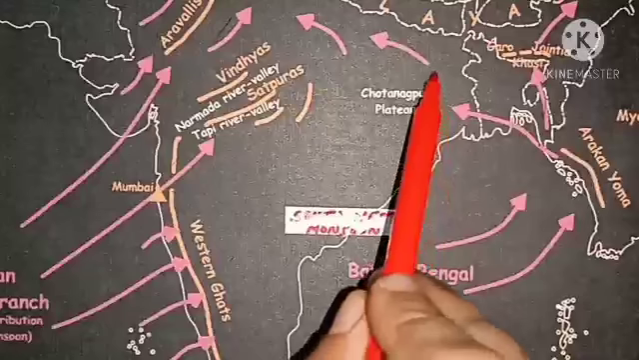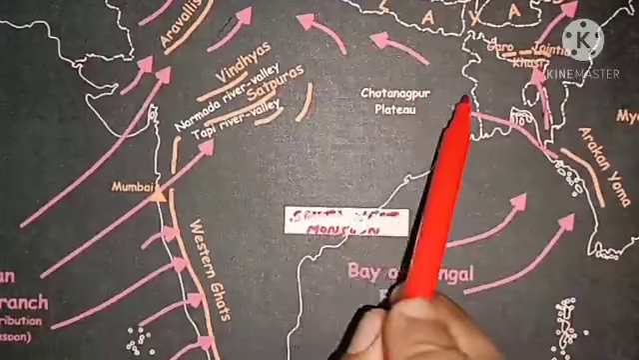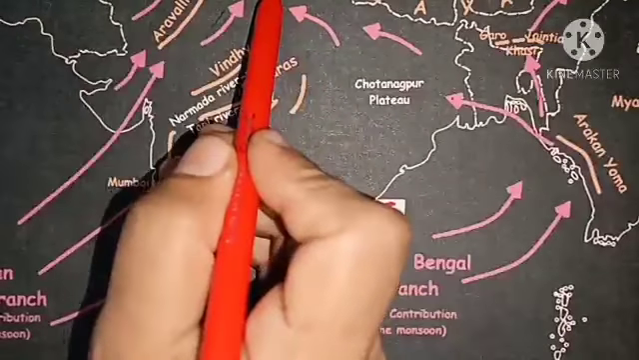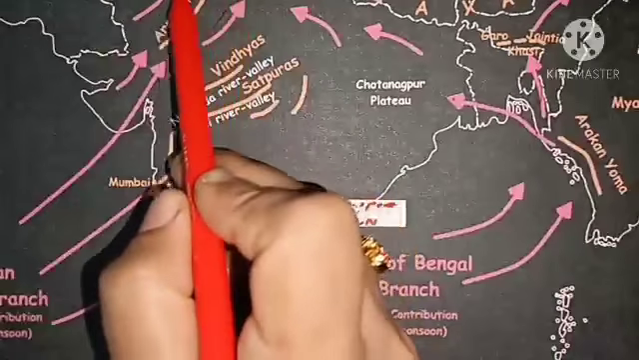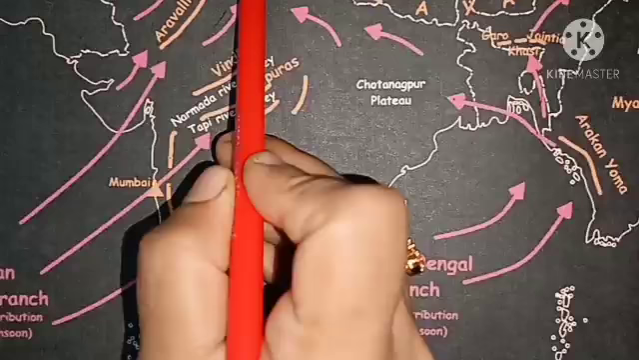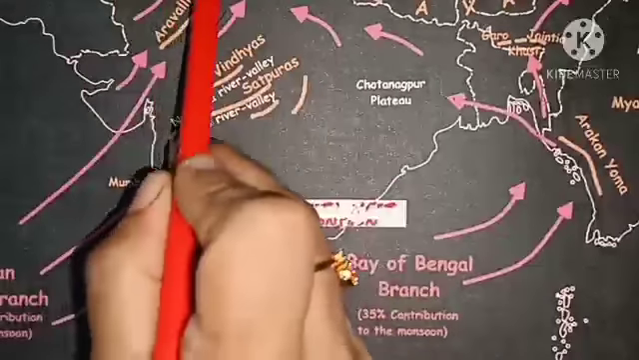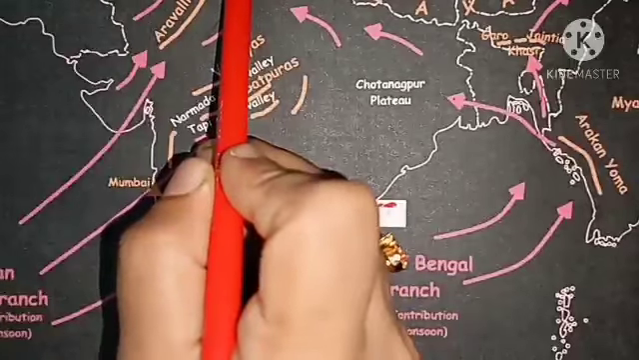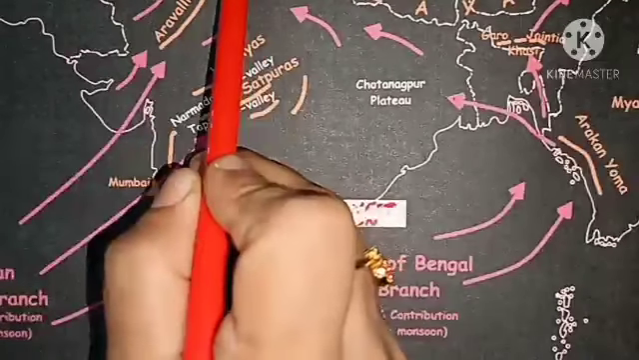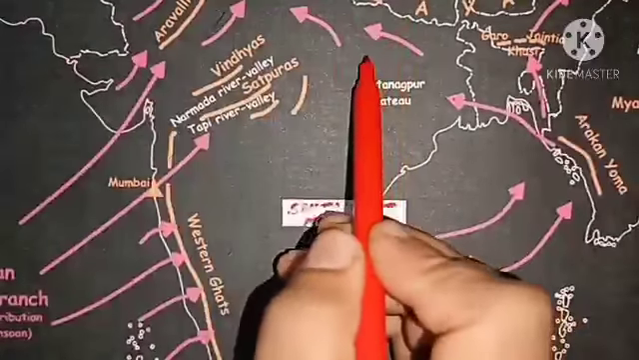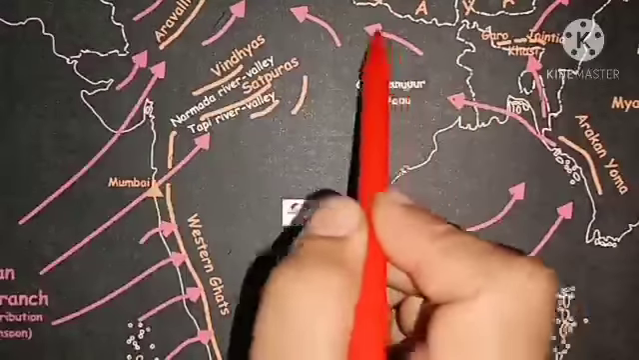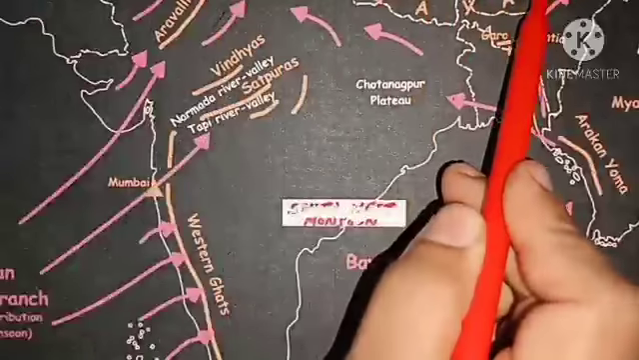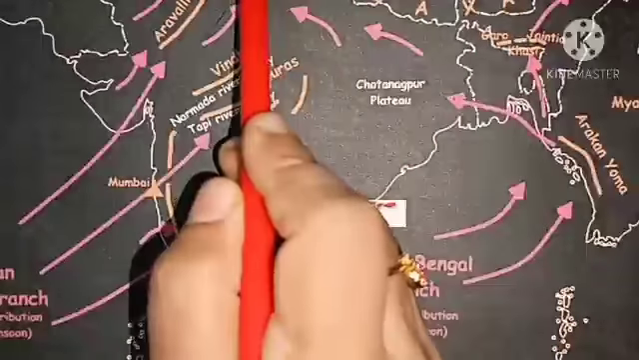So another branch enters the Ganga plain. This is another branch. It enters the Ganga plain and joins with the Arabian Sea branch. Okay. So the Arabian Sea branch and the Bay of Bengal branch join at the Gangetic plain. This causes rainfall in this region: Bihar, Uttar Pradesh, West Bengal. These winds are obstructed by the Himalayas. So here also heavy rainfall.